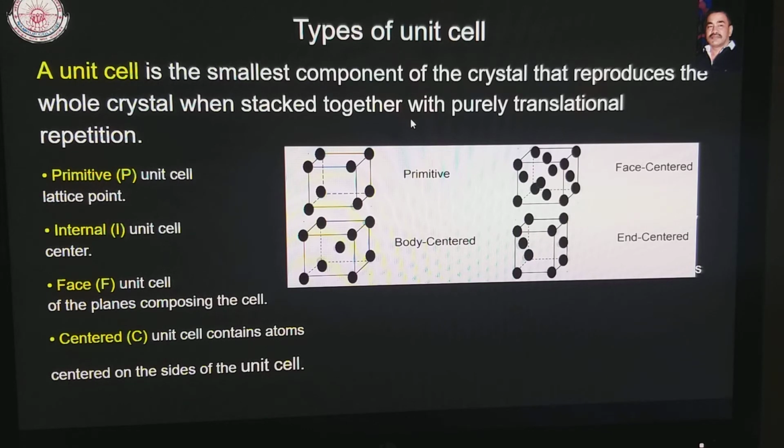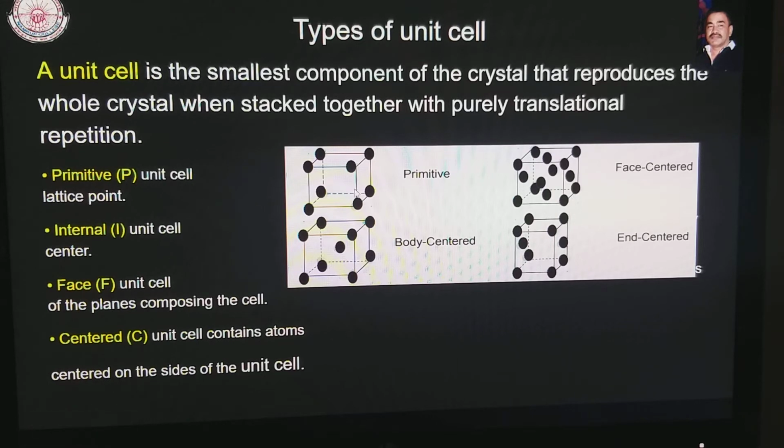Types of unit cell. We can basically find four different types of unit cell. A unit cell is the smallest component of the crystal that reproduces the whole crystal when stacked together with purely translational repetition. First of all, we see the primitive unit cell. In this case, we have only one lattice point.